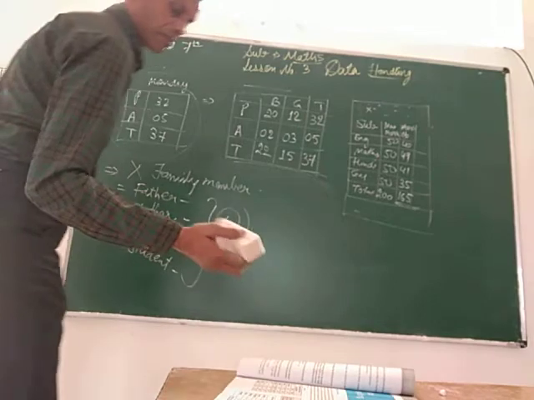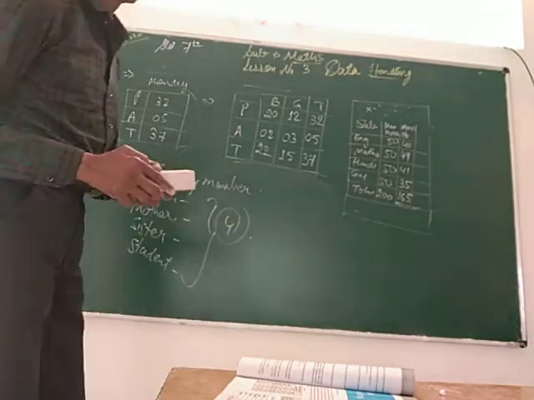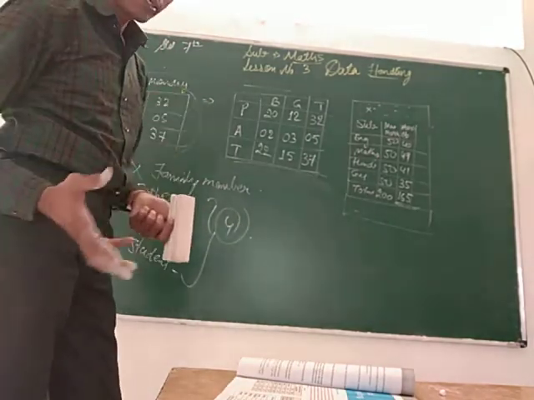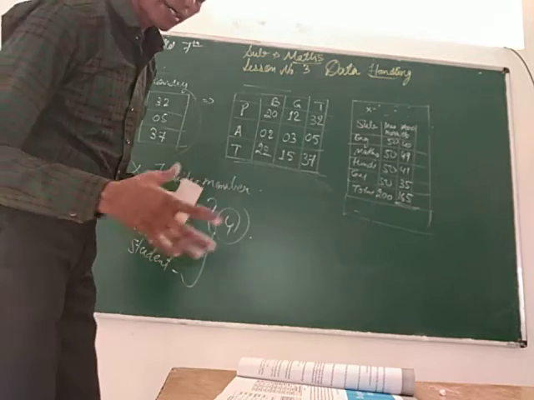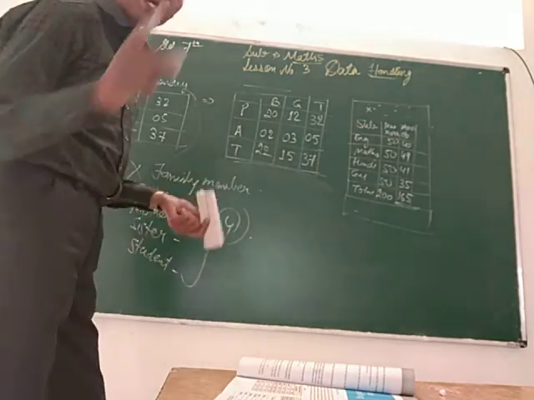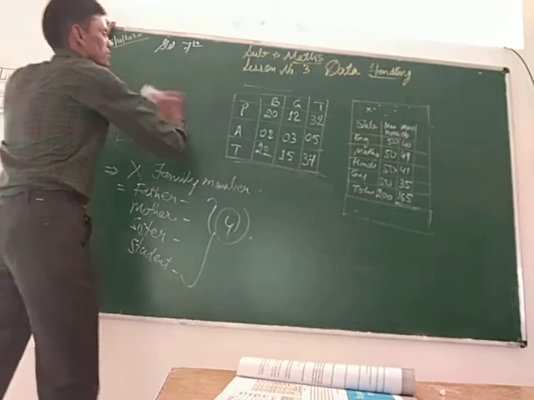Now we'll see some data can be represented through pictorial graph, or any way, or pie graph. You can explain this.